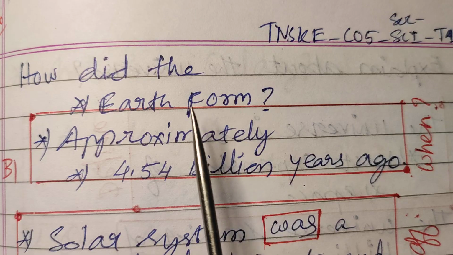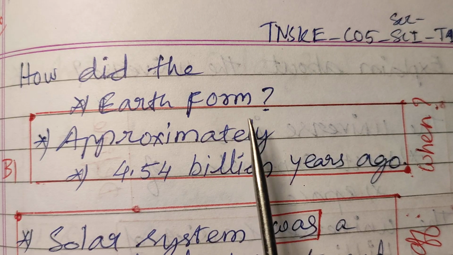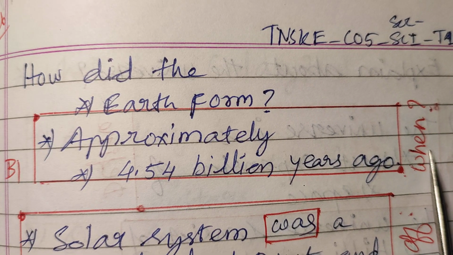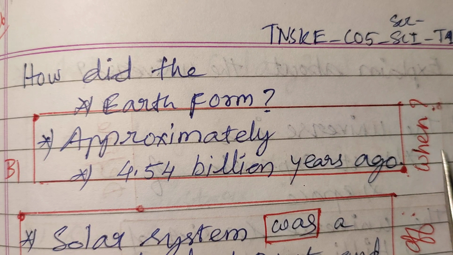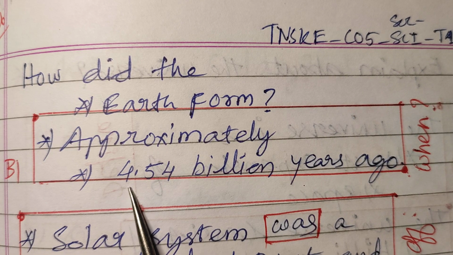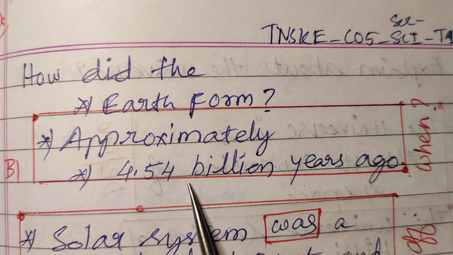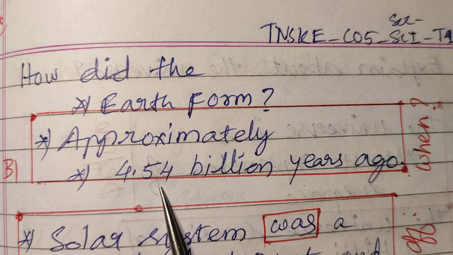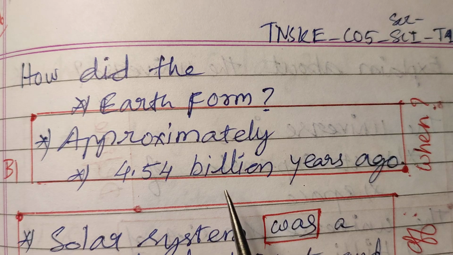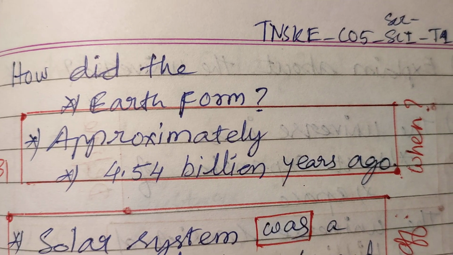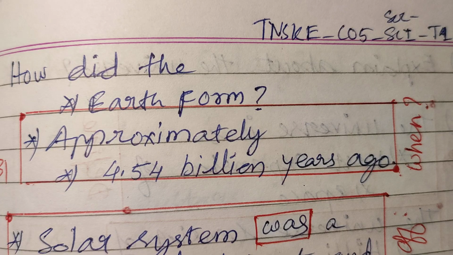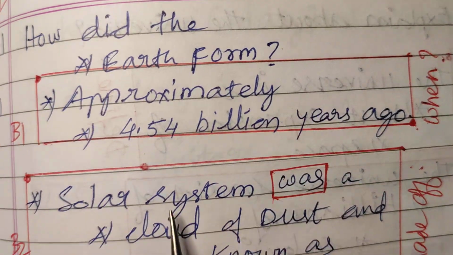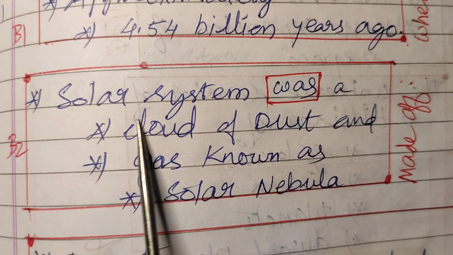How did the Earth form? He is asking how the Earth formed. So the first division of the answer is when the Earth was formed. The answer is 4.54 billion years ago. It's an approximate time. When we come into the solar system, we are looking into the solar system.